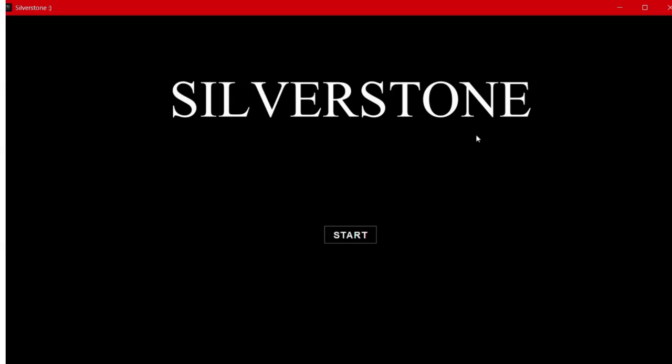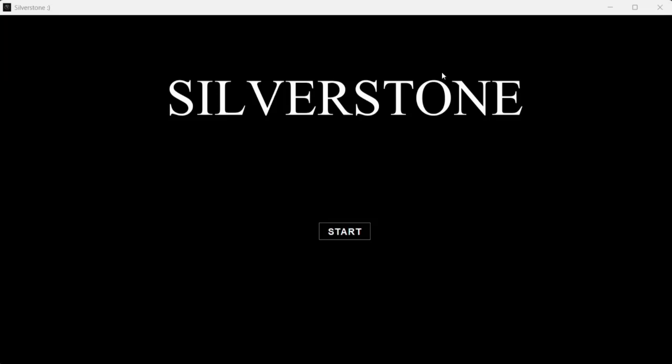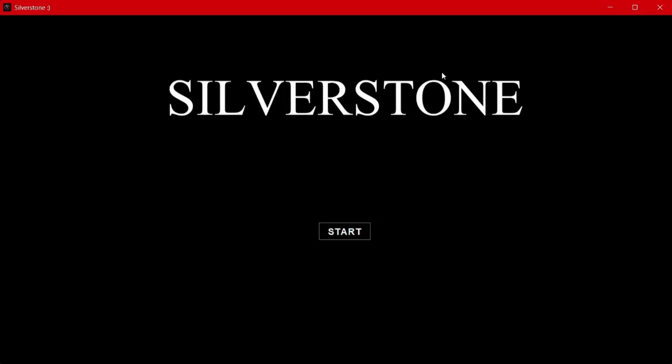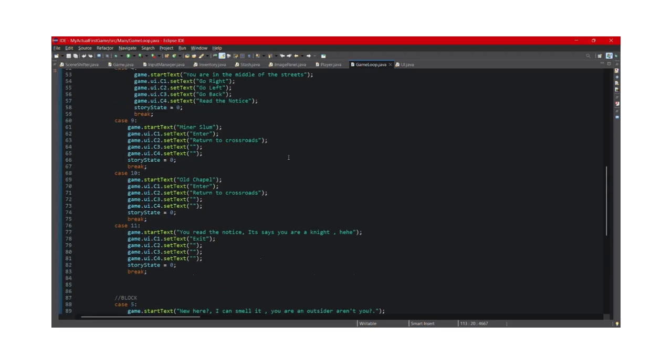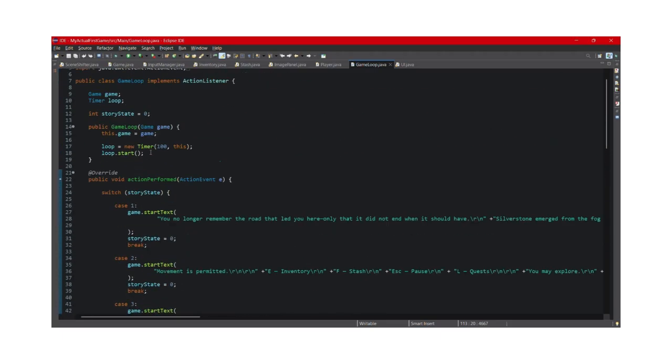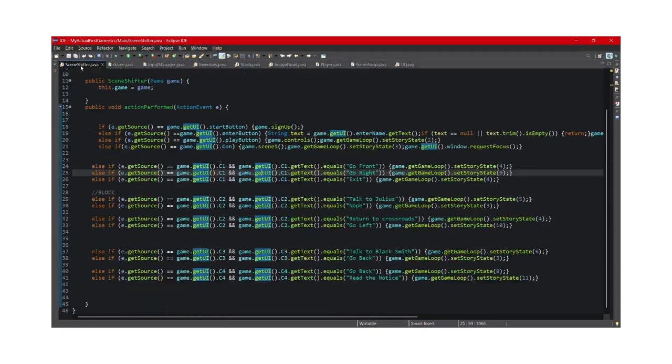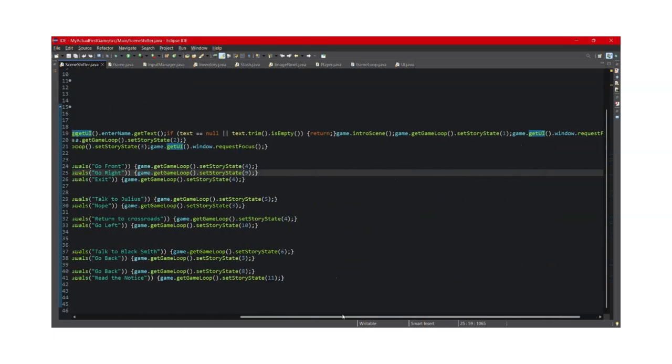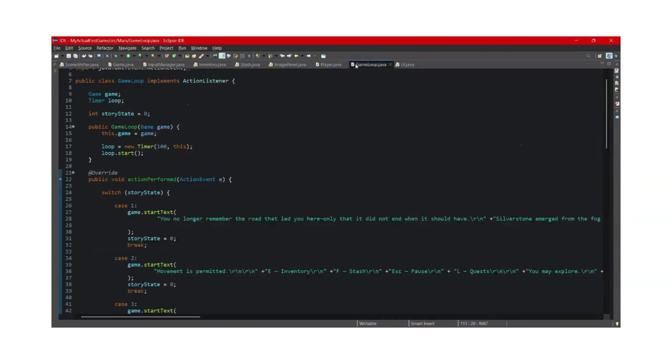Silverstone is a dark RPG set in a strange town where you are a banished knight and you have gotten there somehow. You don't know about that, and yeah, that's basically a bit of the lore. The game is still in early development, but I have built small systems: a dialogue system, a scene system, a player stats system, and an inventory and stash system, and the rest has yet to be done.